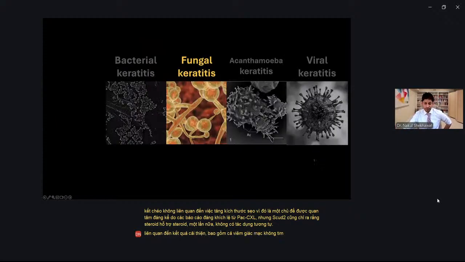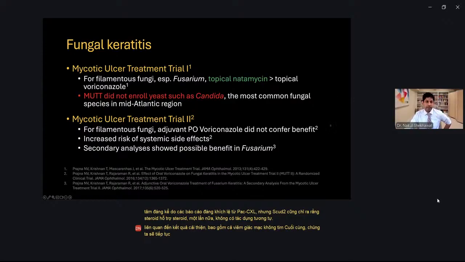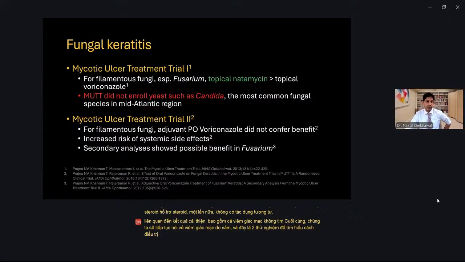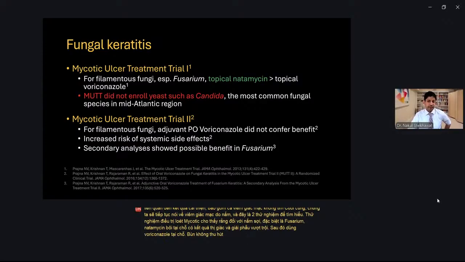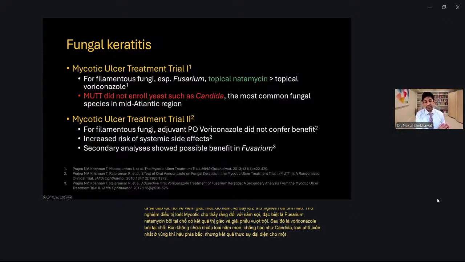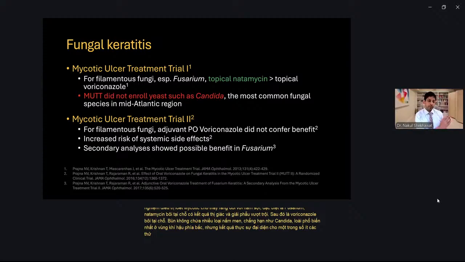Finally, moving on, we'll talk about fungal keratitis. And so here there are 2 trials to know. The Mycotic Ulcer Treatment Trial 1 showed that for filamentous fungi, especially Fusarium, topical natamycin has superior visual and anatomic outcomes than topical voriconazole. MUTT did not enroll many yeast, such as Candida, which is the most common species in northern climates. But the results are really representing one of the few randomized trials in the infectious keratitis world where one drug is unambiguously demonstrated to be better than another drug.